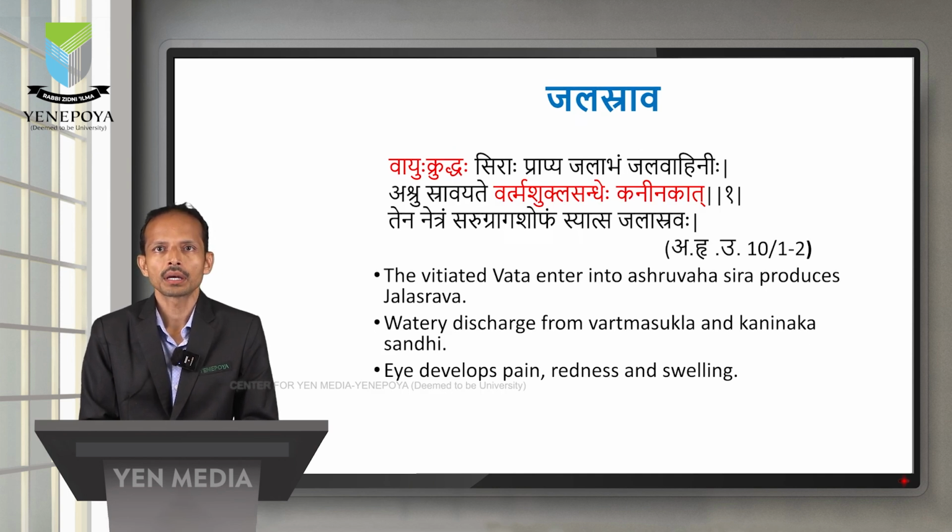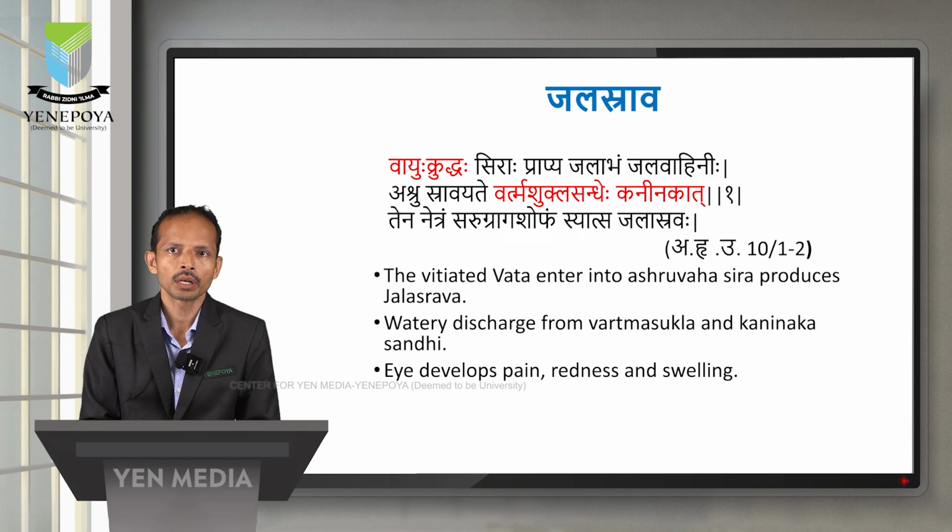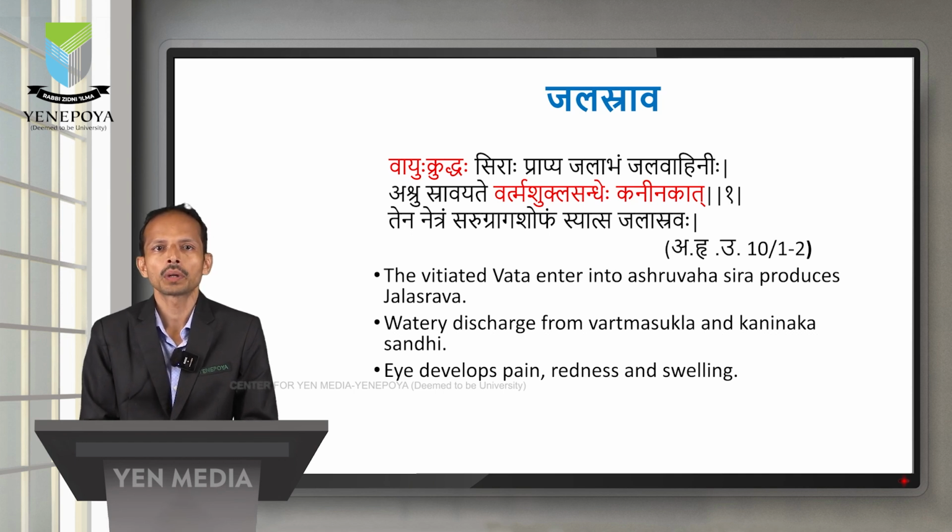Next condition, Jalasrava. This Jalasrava is mentioned only by Ashtangahridaya, and here: Vayu Kruddam Sira Prapyam Jalabam Jalavahinihi Asru Sravayate Vartma Shukla Sando Kaninakat Tena Netram Sa Rugraga Shofam Syat Jalasravaha. Ashtangahridaya Uttara 10th chapter sloka number 1 and 2.